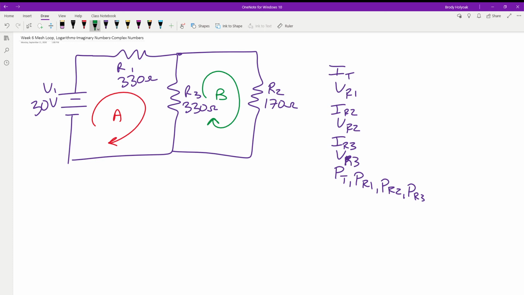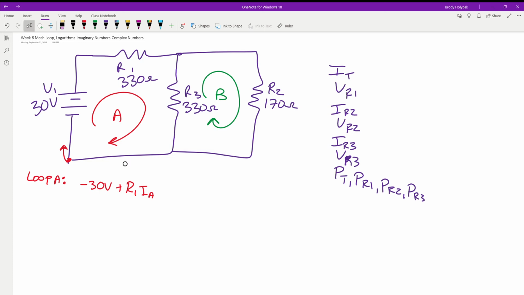Now, the next step we need to do is create our equations for these loops. So we're going to start with the red one for loop A. These are going to be, like I said, the Kirchhoff voltage loops. We're going to start in one spot and wrap around and write down what we get. So the first thing we have is a minus 30. Next thing we have is a plus R1 times IA, because that's how we get the voltage for this guy. It's the resistance of 1 times whatever current this is going to be.